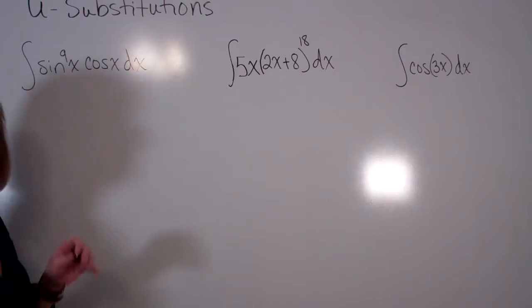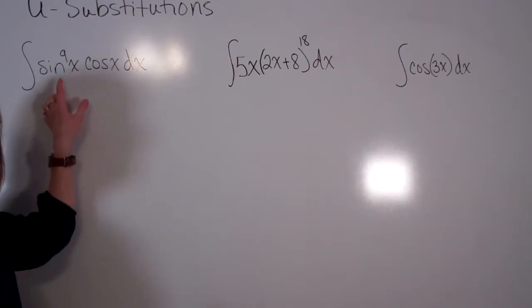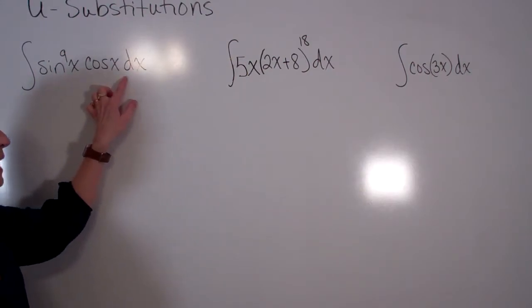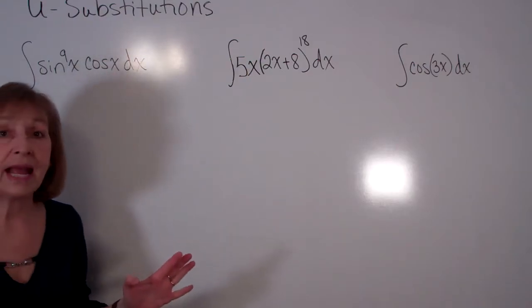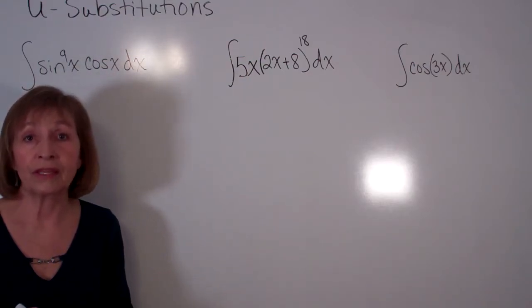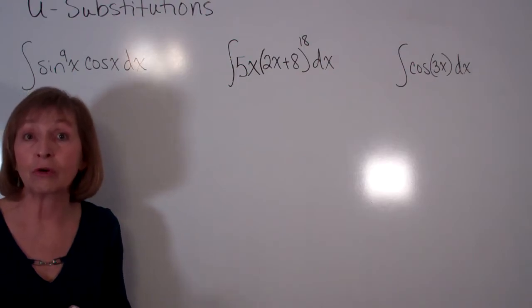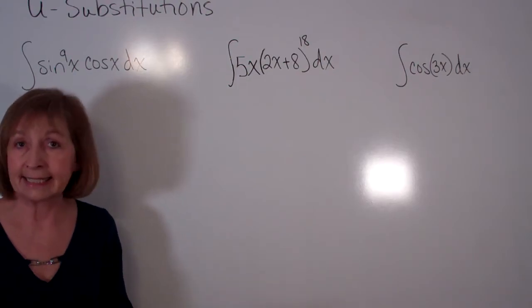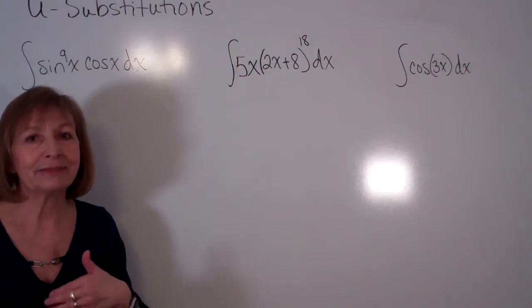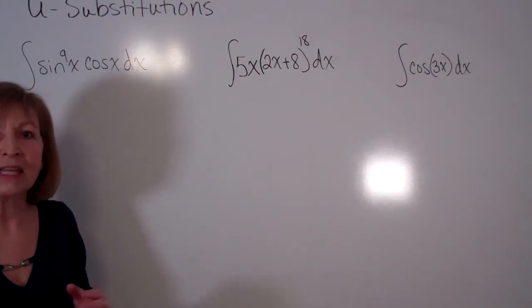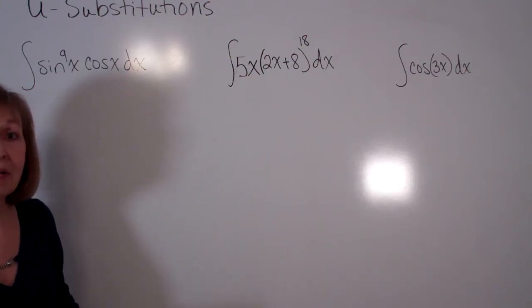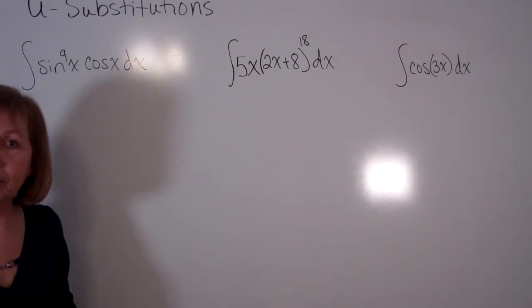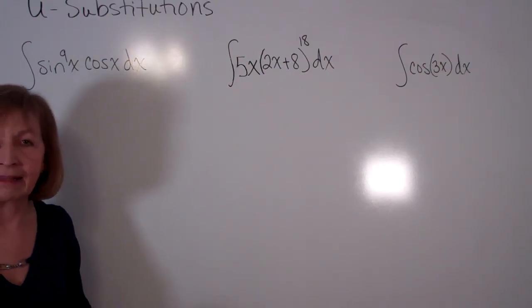Now, this first one, the integral of sine to the ninth of x cosine x dx. Remember, we don't have an indefinite integral rule that allows us to go backwards on a general product of two functions. It doesn't exist. There's kind of a little bit of a hybrid sort of a thing with integration by parts, but just straight going backwards on a product of two functions is not a thing.